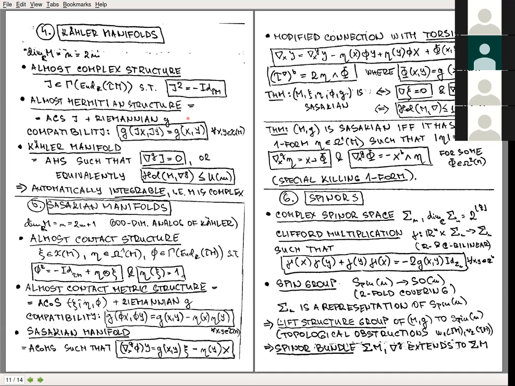The most integrable or symmetric case of these almost Hermitian structures are Kähler manifolds, which are almost Hermitian structures such that the almost complex structure J is parallel with respect to the Levi-Civita connection, or equivalently, the holonomy of the Levi-Civita connection itself is contained in the unitary group U(m). Those are automatically integrable. The integrability is given by the Nijenhuis tensor, which basically contains some components of the covariant derivative of J, and if the whole derivative of J is zero, then the Nijenhuis tensor also vanishes, and so the structure is integrable. In other words, M is a complex manifold.